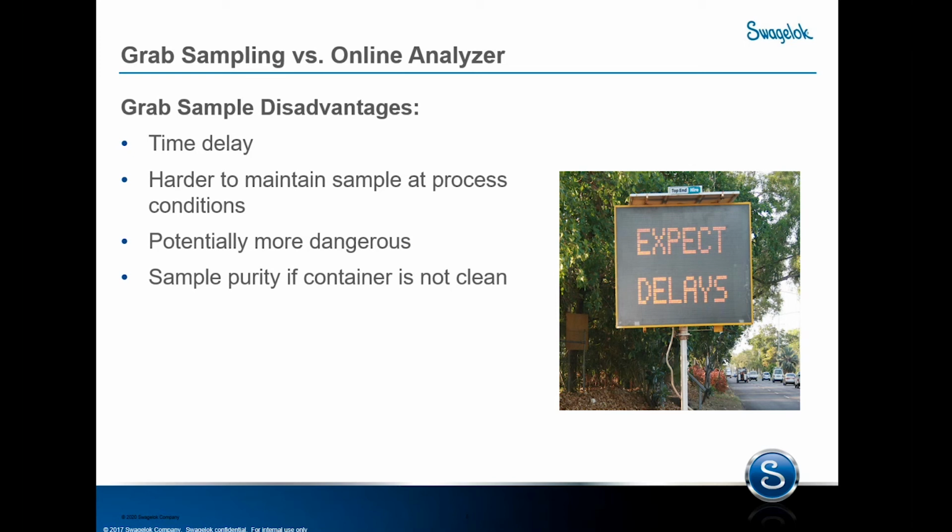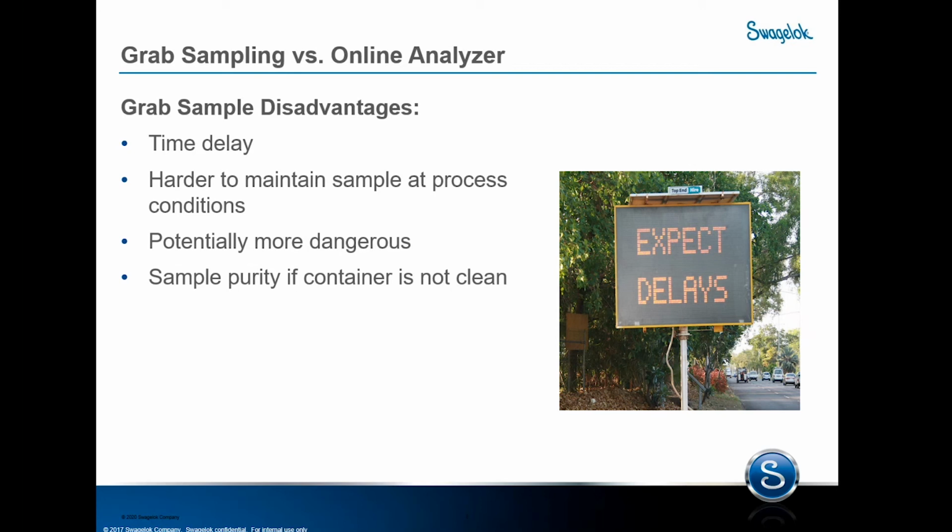Have you just produced 12 hours worth of bad product? Something to think about. And another disadvantage is that with grab sampling, it's more difficult to maintain the sample at its process conditions, the right pressures and the right temperatures. And this can lead to phase changes and sampling inaccuracies. As we're going to talk about later, if the sample changes phase, then the sample can be fundamentally altered, which is not what we want.